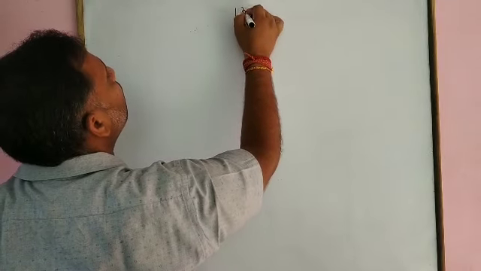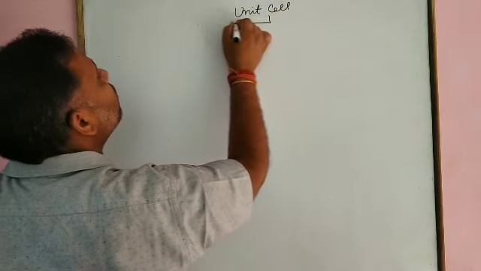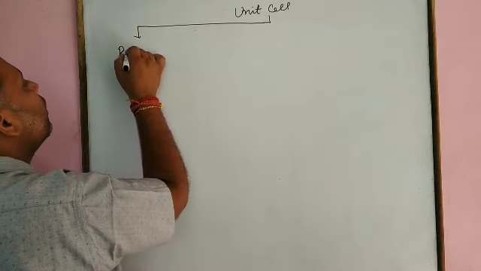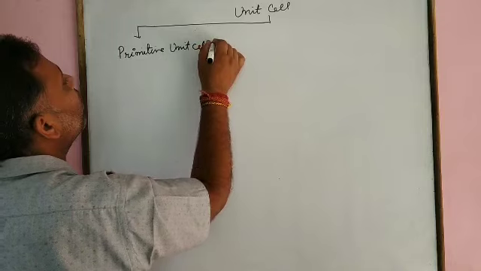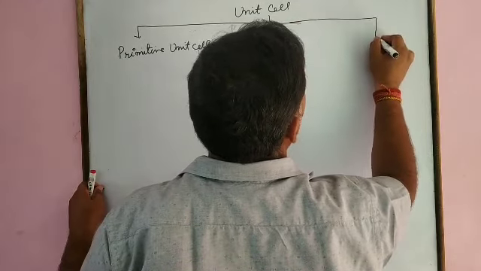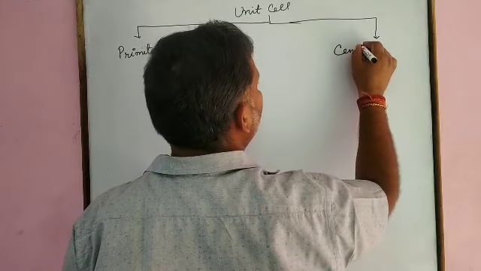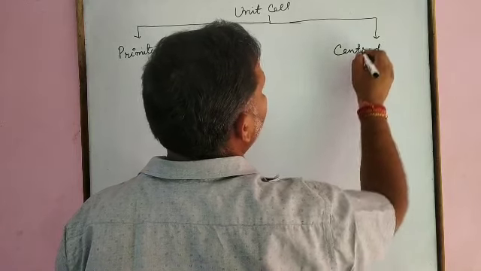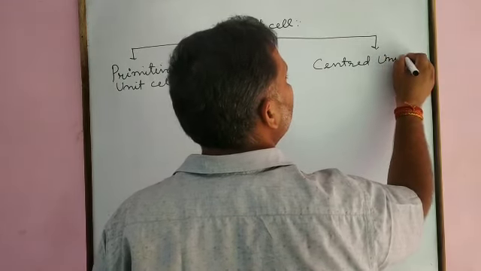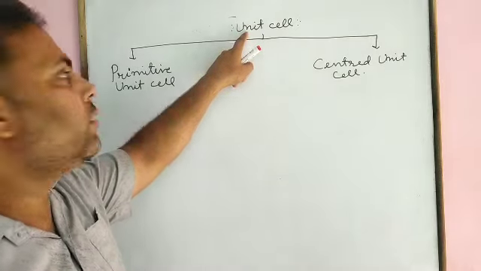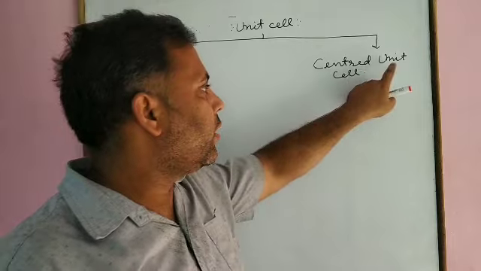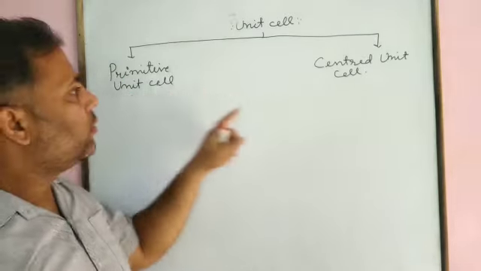To the next, unit cell is categorized into two broad categories. The first one is primitive unit cell. The next one is centered unit cell. We are discussing that the unit cell is broadly categorized into two types: primitive unit cell and centered unit cell. First, we will discuss the primitive unit cell.